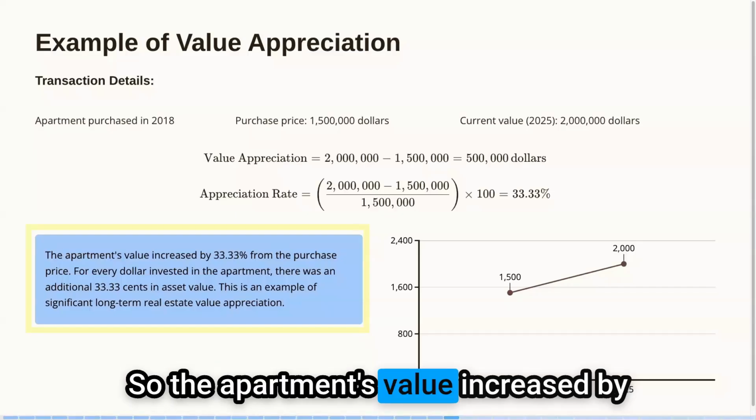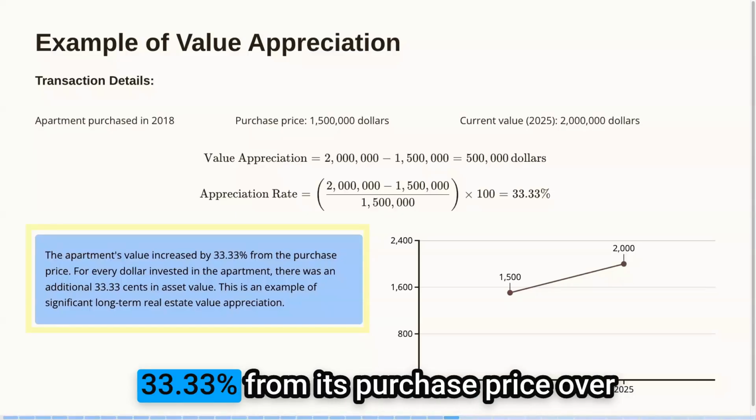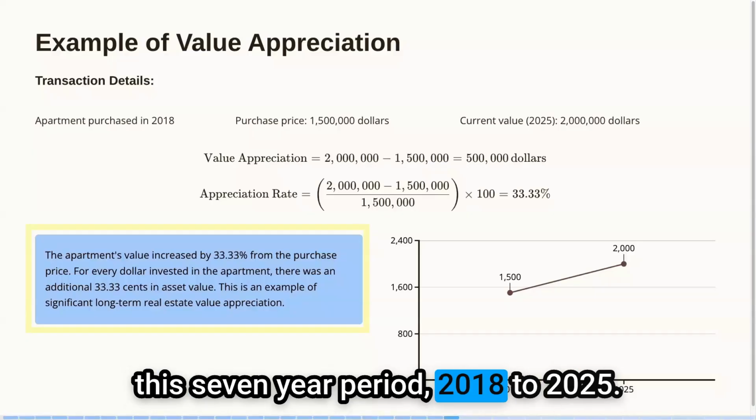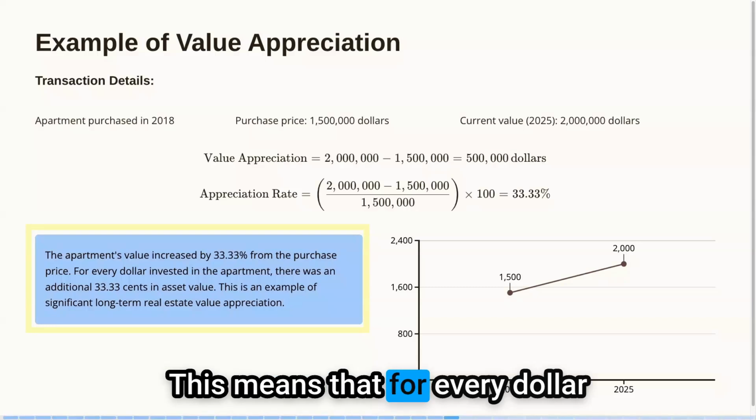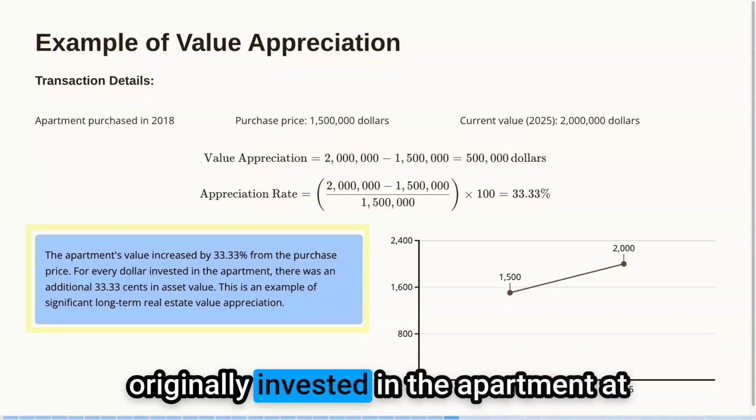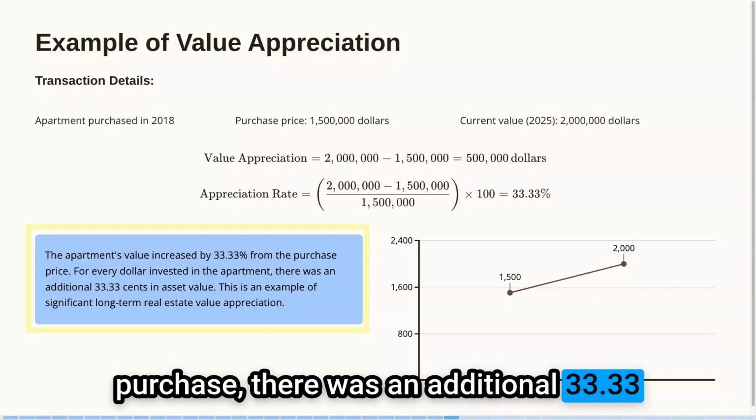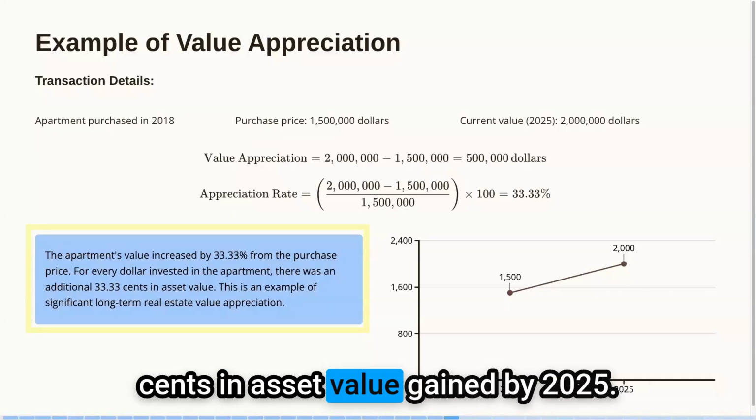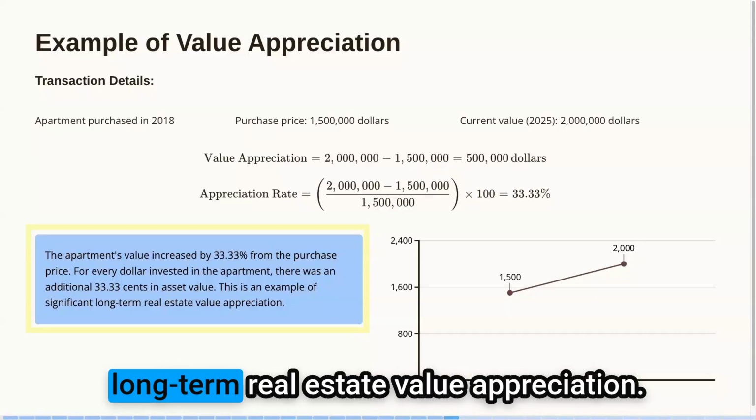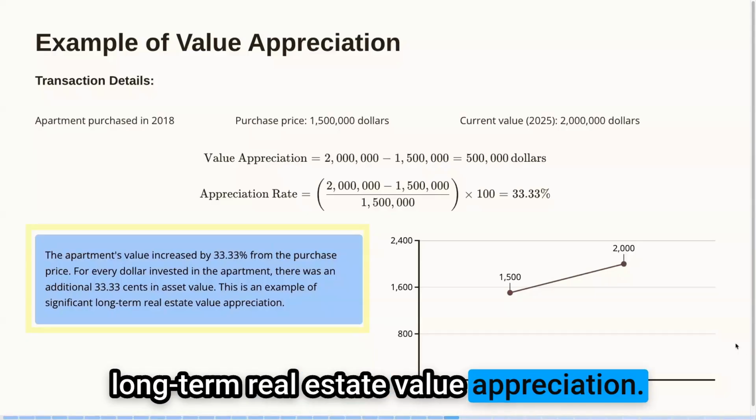So the apartment's value increased by 33.33% from its purchase price over this 7-year period, 2018 to 2025. This means that for every dollar originally invested in the apartment at purchase, there was an additional 33.33 cents in asset value gained by 2025. This is an example of significant long-term real estate value appreciation.